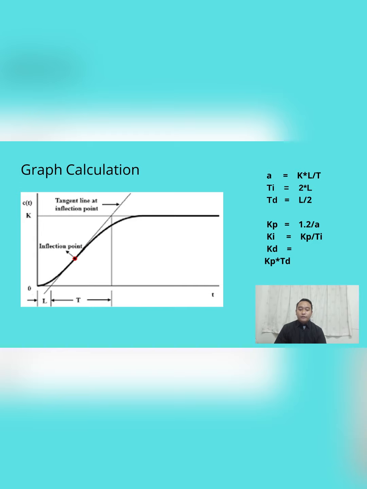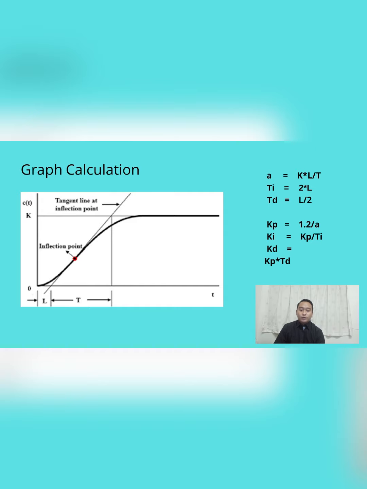For the value of KI, once we get the value of KP, we divide it by the value of TI, where TI is equal to 2 times L from the graph, and then we can get the answer for KI. The last is for KD. KD is equal to KP times TD, and TD is equal to L over 2.